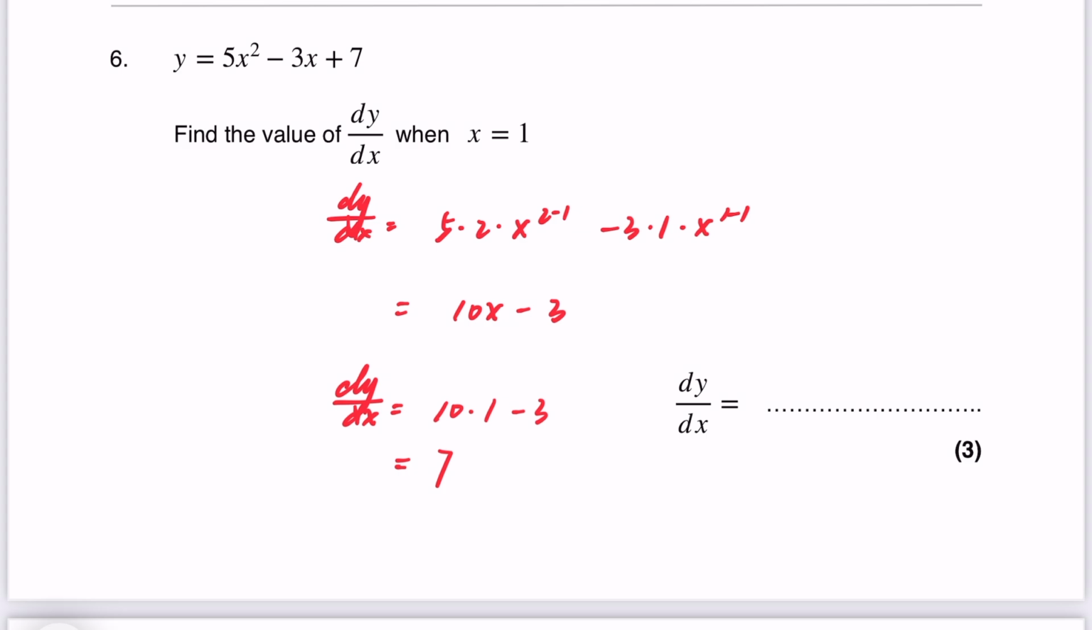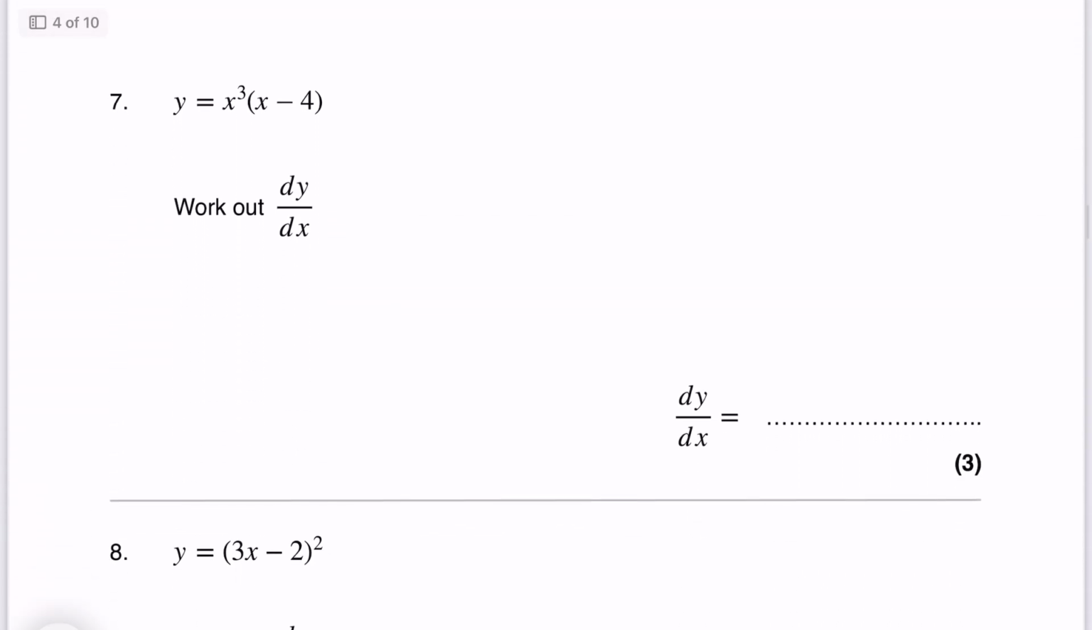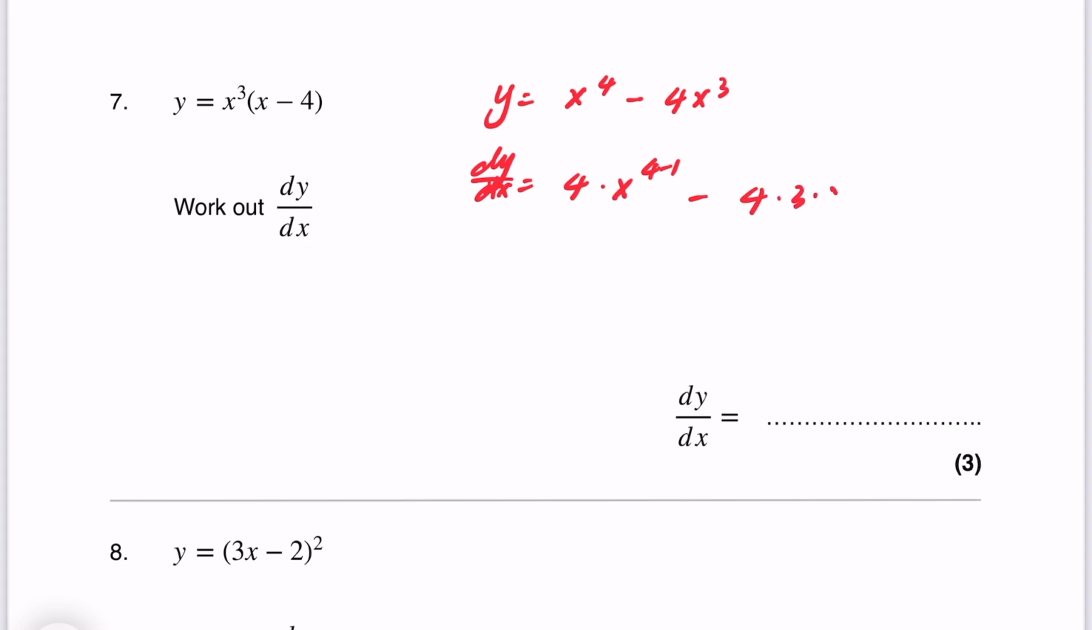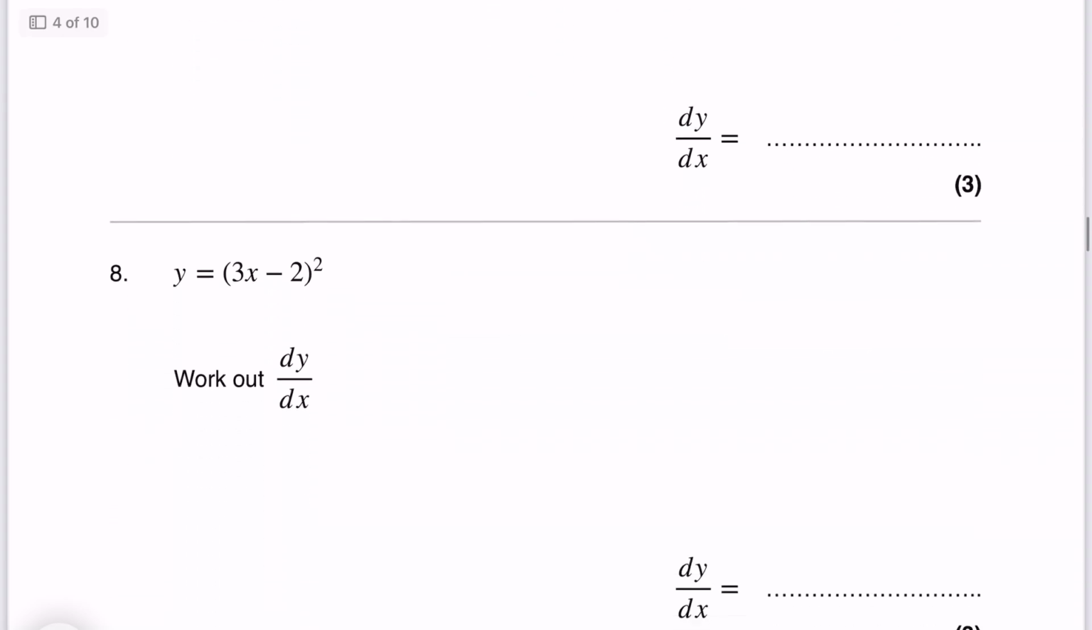Let's move on to question 7. We got another bracket. Just like before, let's simplify it. Let's multiply out the bracket before we do the differentiation. Y equal x to the power of 4 minus 4 times x cubed. dy dx equal to 4 times x to the power of 4 minus 1 minus 4 times 3 times x to the power of 3 minus 1 equal to 4x cubed minus 12x squared. Okay, and then let's move on.